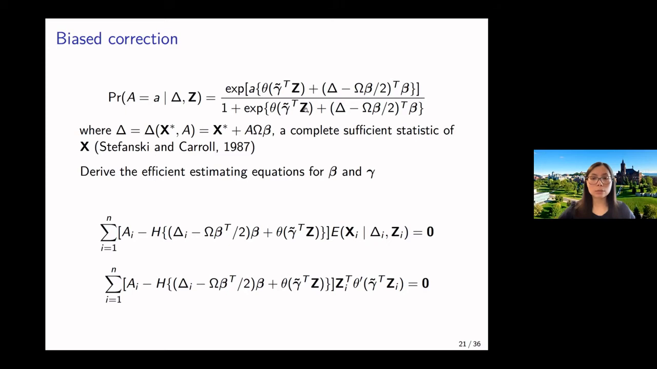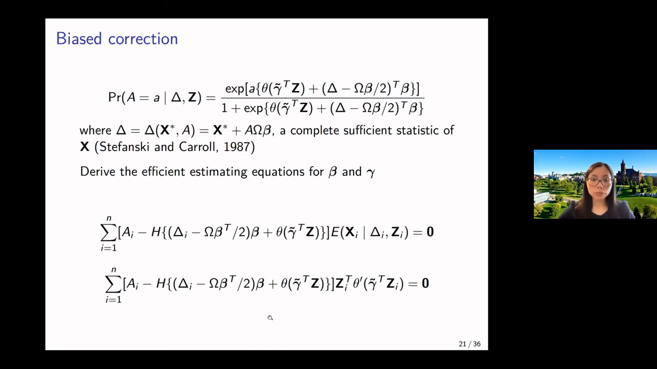Again, I will skip the math derivation and show you the final result of the estimating equations that allow us to estimate the parameters beta and gamma here. So we implement these two estimating equations that solve for the unknown parameters.